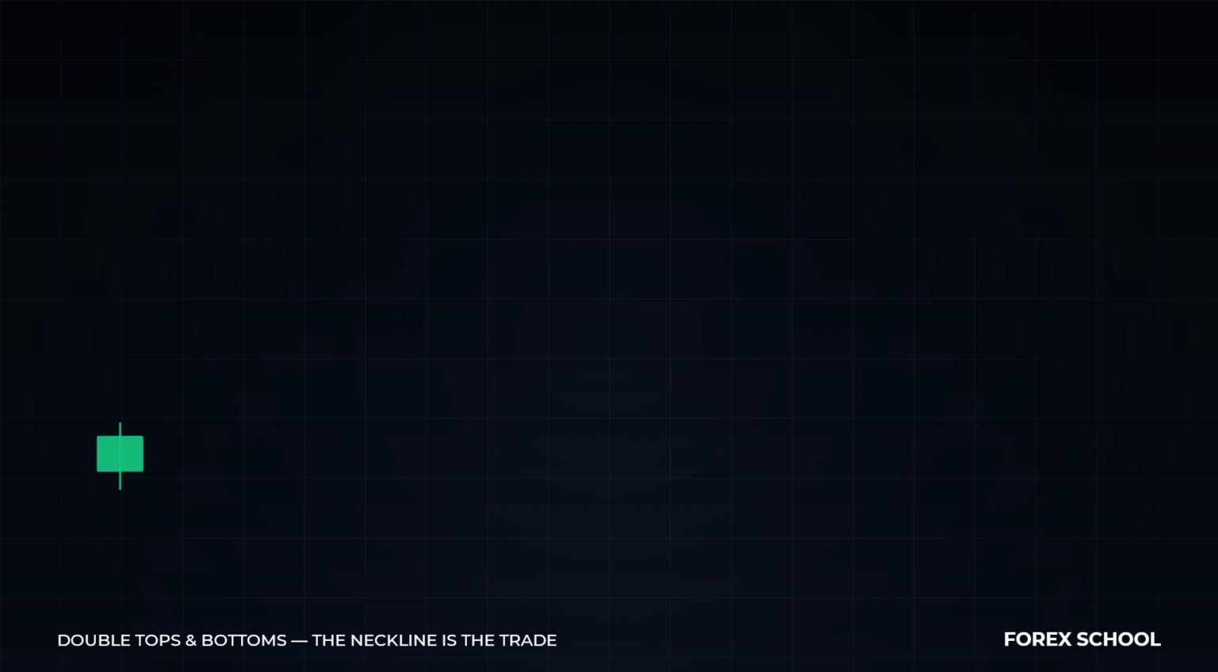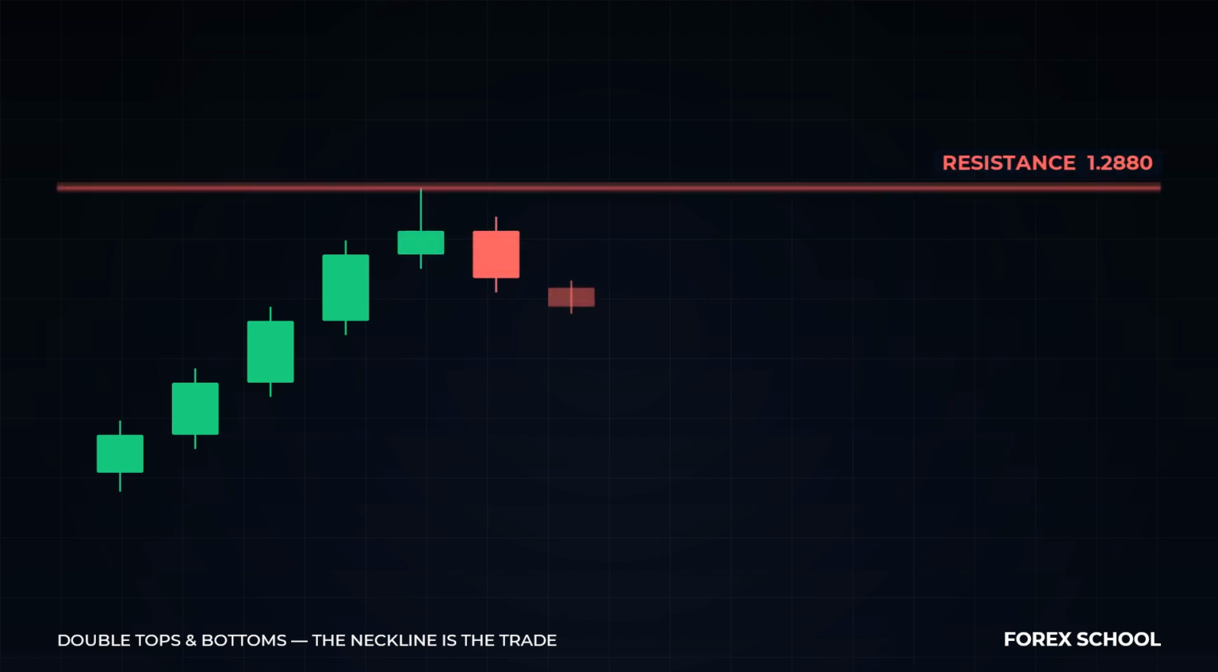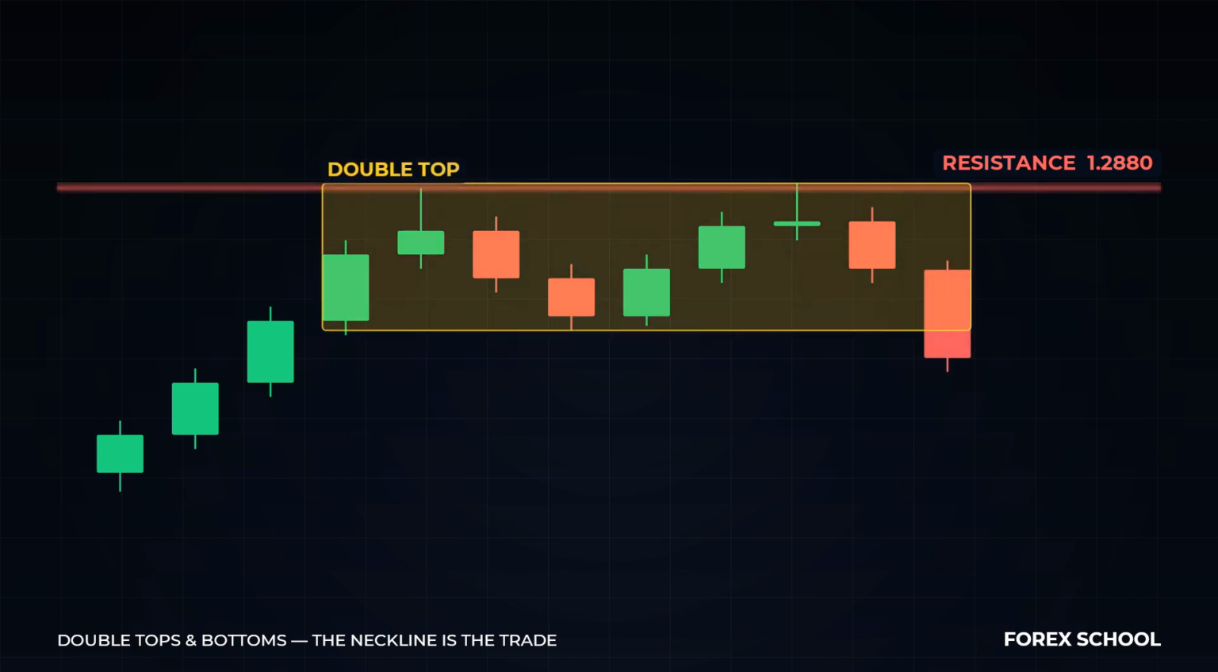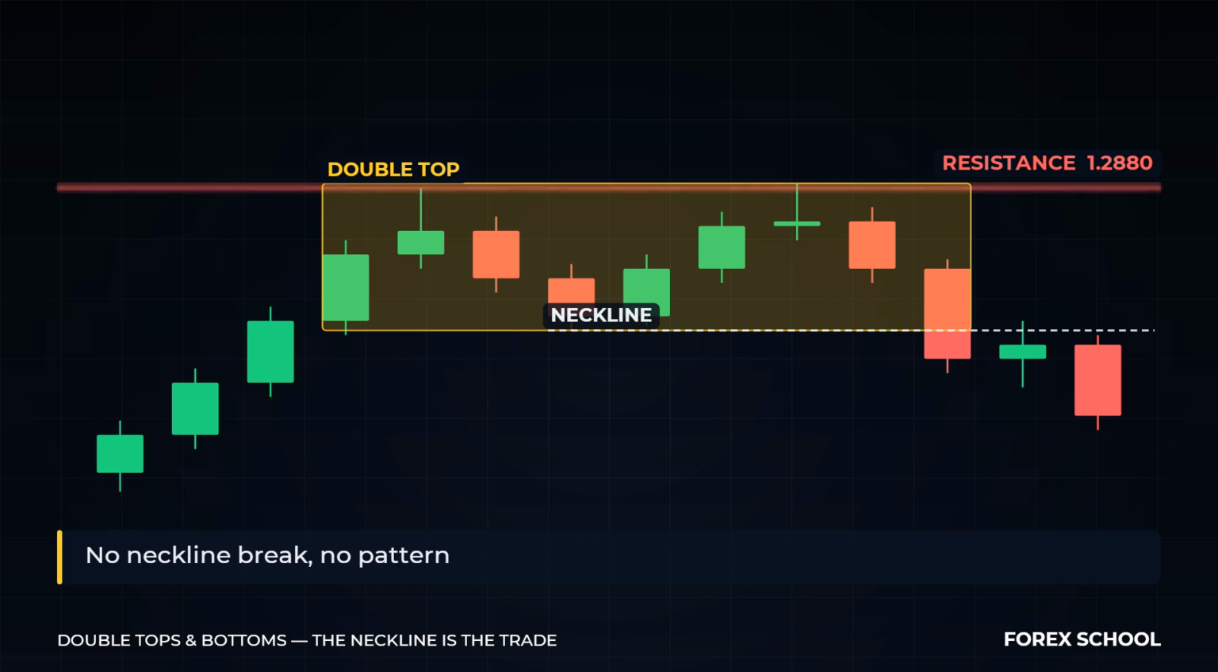Let's watch one build in real time. Price climbs in confident steps until the fifth candle stalls at 128.80, the first top. Sellers press the pullback down to 128.20, and that low becomes our neckline. Buyers regroup, and the 10th candle pushes to 128.82, 2 pips past the first top, but look at the close, weak, well off the high. Second top in. Even now, nothing is confirmed, the boxed area is still just a range.